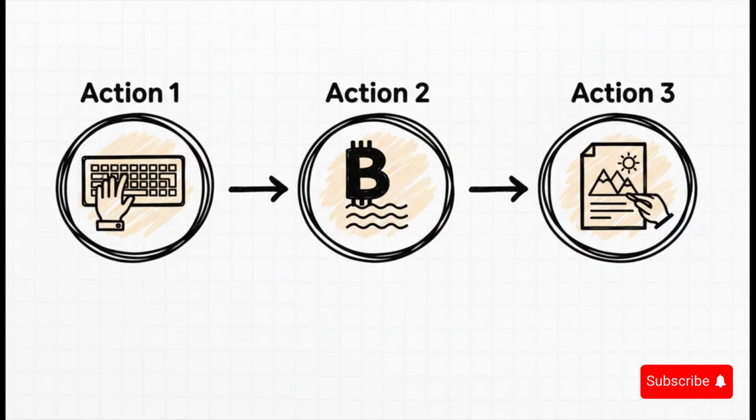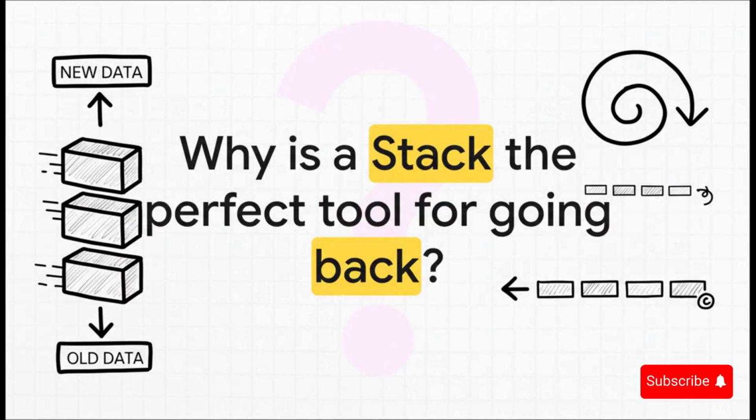Just think about it for a second. When you're working on something, you're performing a sequence of actions. You type a word, that's action 1. You make that word bold, that's action 2. You insert a picture, action 3. Your computer is quietly keeping a record of this history, one action right after the other. So here's the big question.